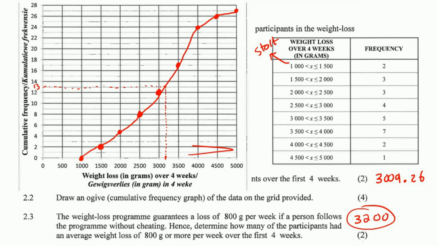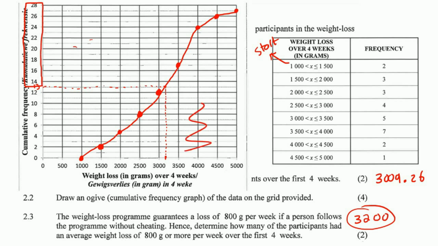So they want to know who lost more, okay? So would that be these people? Or would that be these people? Well, it would be these people because they lost 3,200 or more. So we want to know how many people are here.